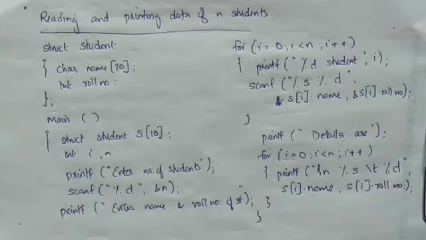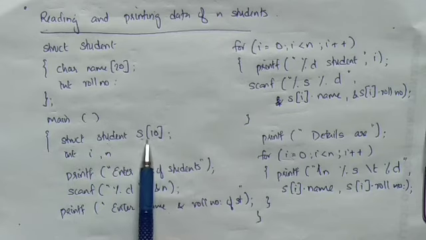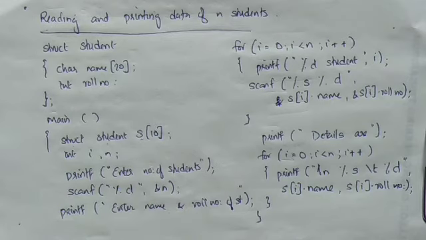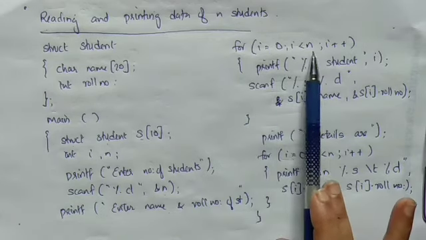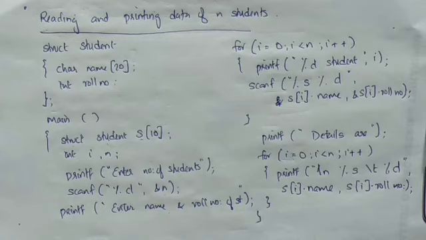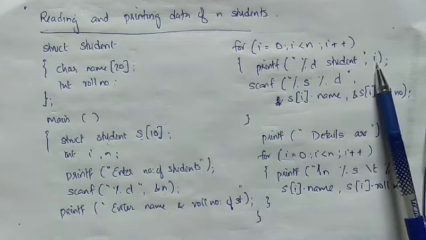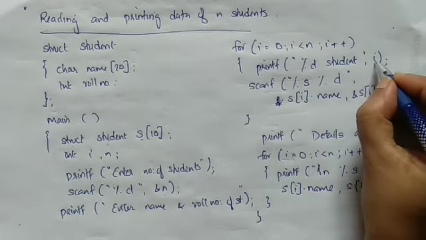This is how you can read and print data of n students. In the same way, you declare the structure with name and roll number. In the main program you have declared struct student s of 10, so you can store the details of 10 students. Printf enter the number of students. You store the number of students you have to enter as n. Enter the name and roll number of students. You use a loop for iteration: for i equal to 0, i less than n, i plus plus. Printf student, first student, sorry, i plus 1. That gives you the first student.